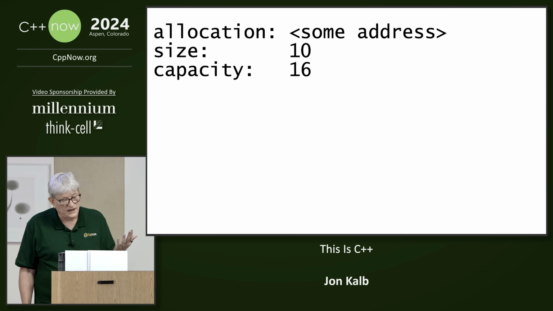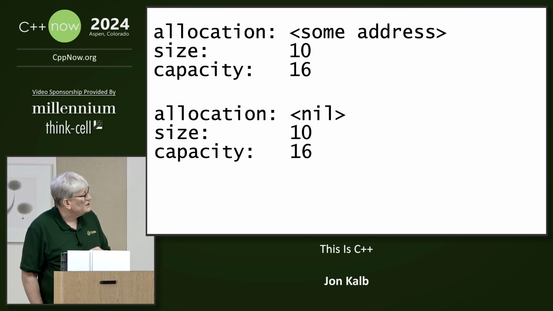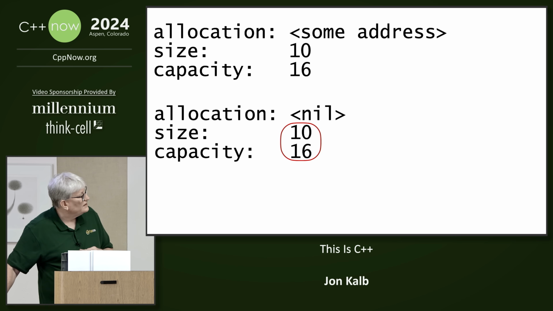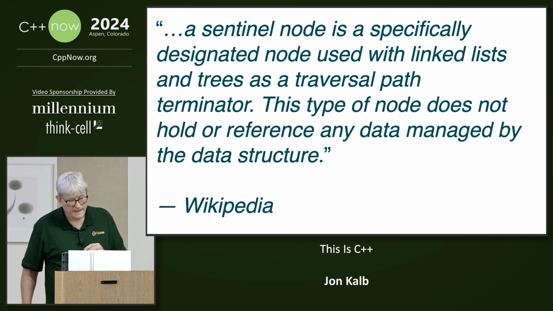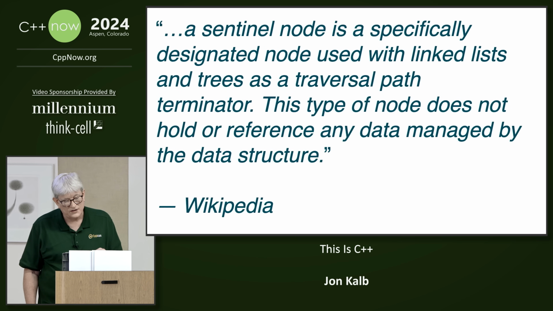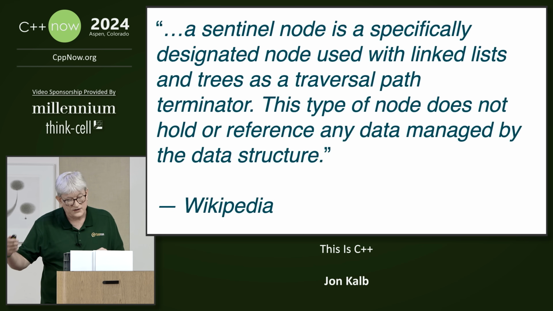We noticed that for list, the committee doesn't require that the list move constructor be noexcept. Now, why not? Well, it turns out that one of the major library implementations chose to use sentinels for their node-based containers. So Wikipedia tells us that a sentinel node is a specifically designated node used with linked lists and trees as a traversal path terminator. This type of node does not hold or reference any data managed by the data structure.